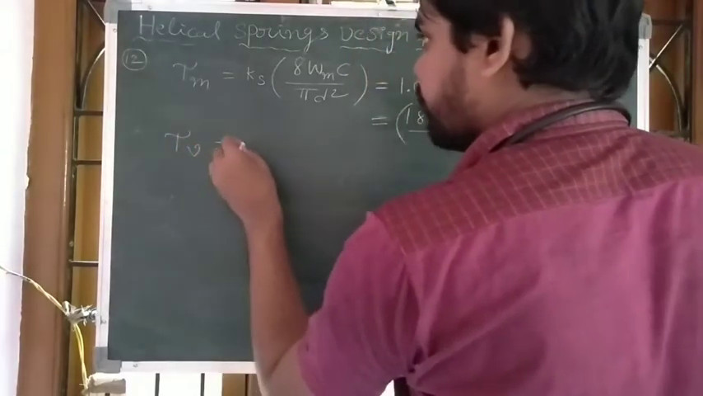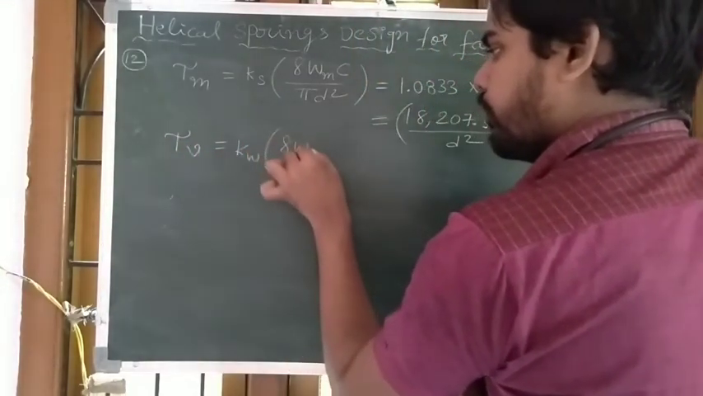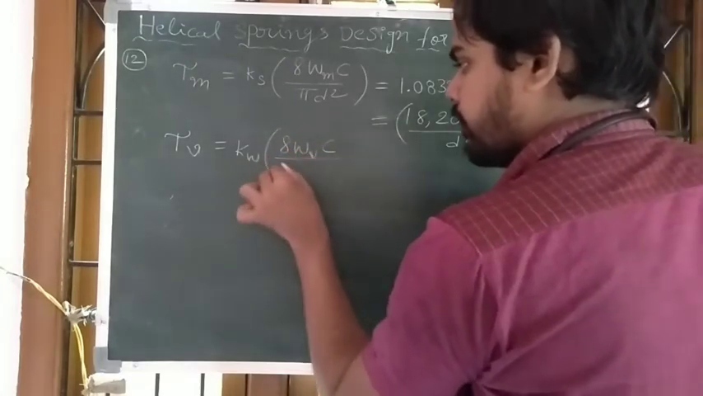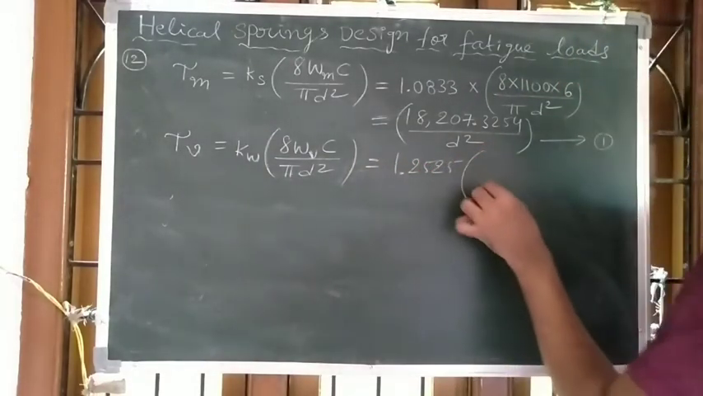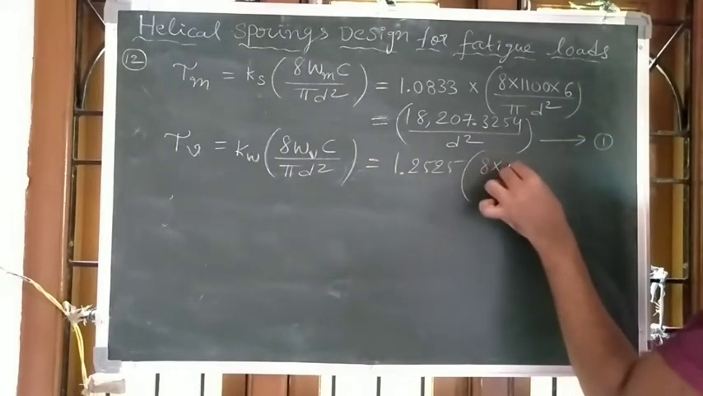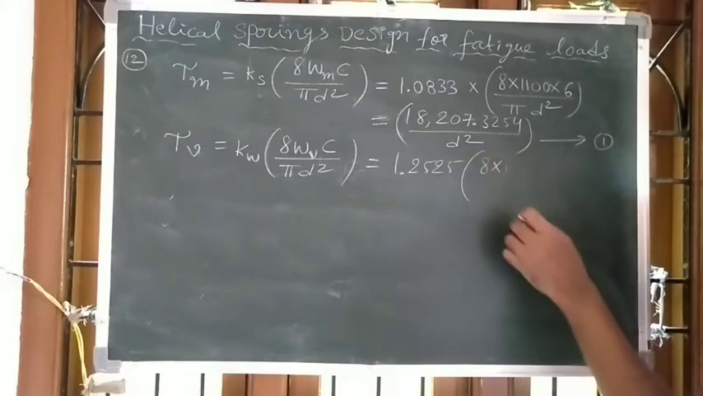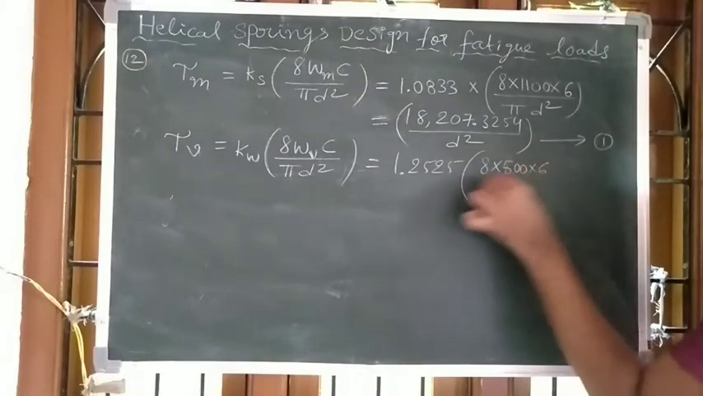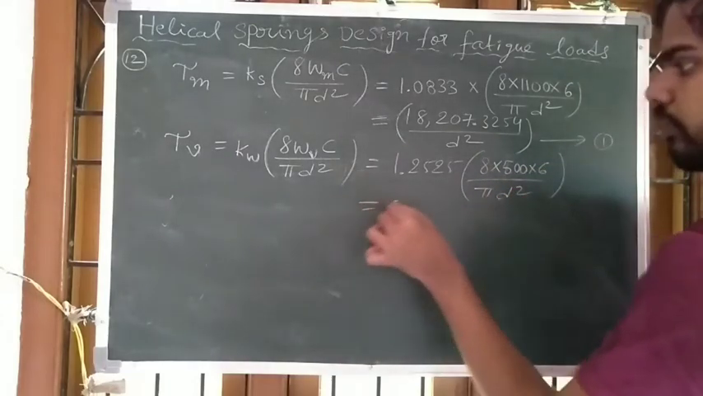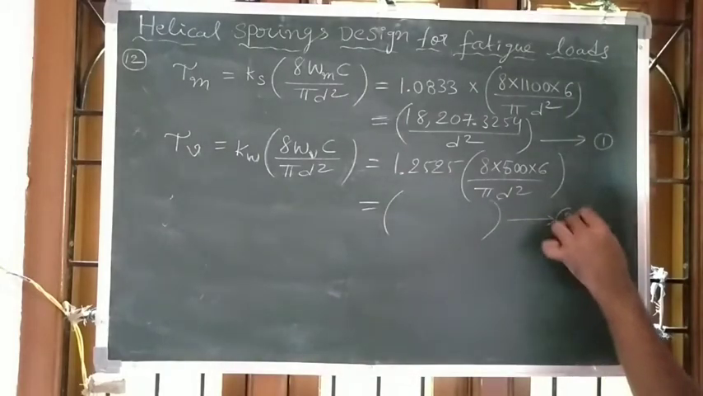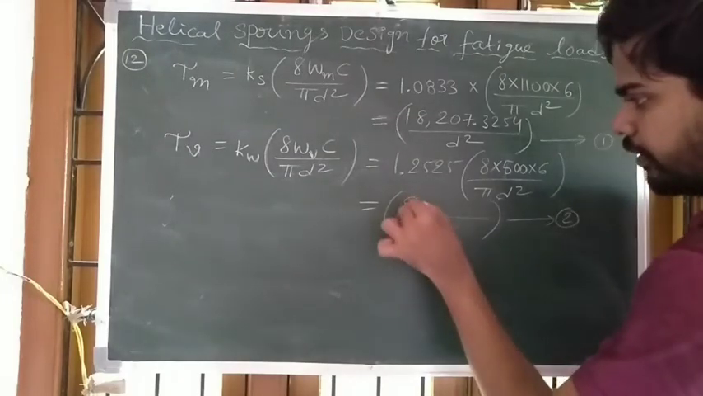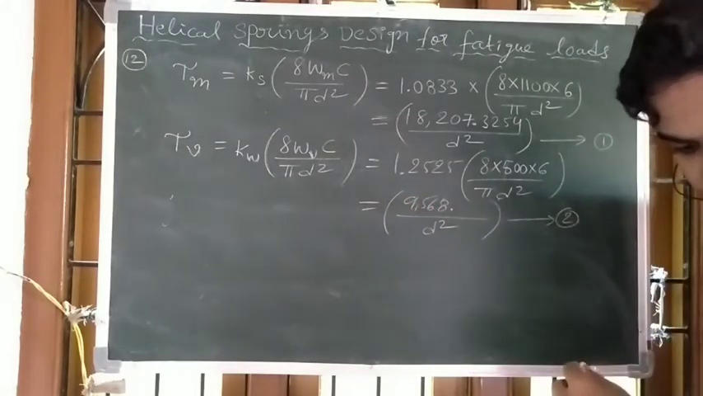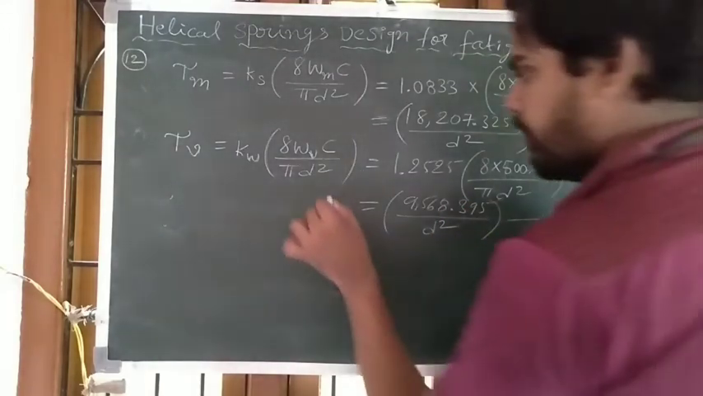Similarly, variable stress: Kw into 8 WV C by pi d square is equal to 1.2525 W variable stress, 500 into 6 by 5. After solving this expression, the value of tau v is 9568.395. This is the value of tau v.